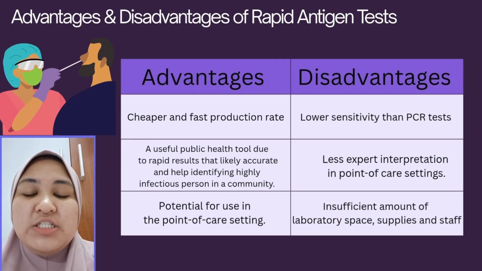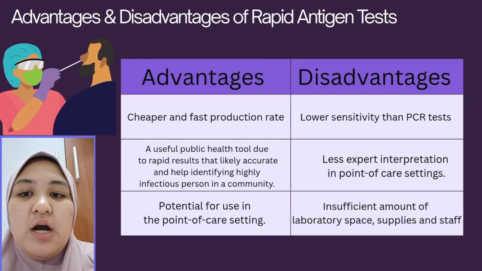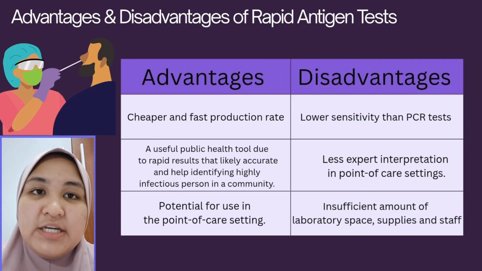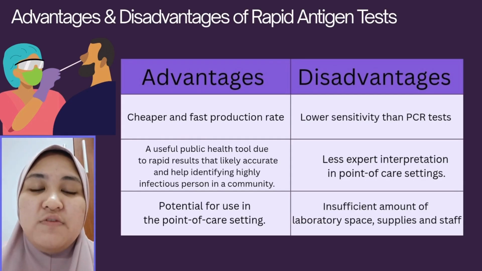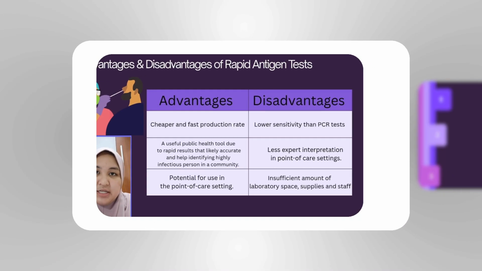Then, it also has potential for use in point of care settings where we can rely on the rapid nature of antigen assay. The disadvantage of rapid antigen test is it has a lower sensitivity than PCR test, and this could lead to false negative results. Then, we have less expert interpretation in point of care settings that could lead to less professional healthcare workers' interpretation of a result. And lastly, laboratory space, supplies and staff are still required. Just because antigen testing can be done at home doesn't mean that most antigen tests can be done outside a certified laboratory without proper training.